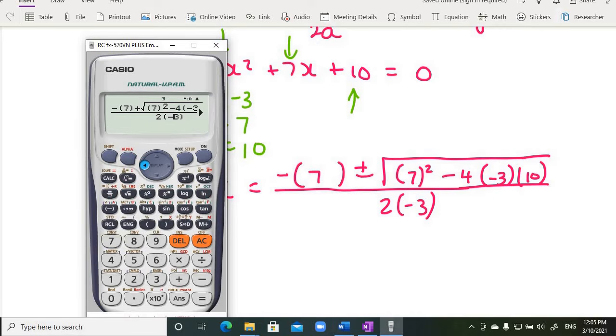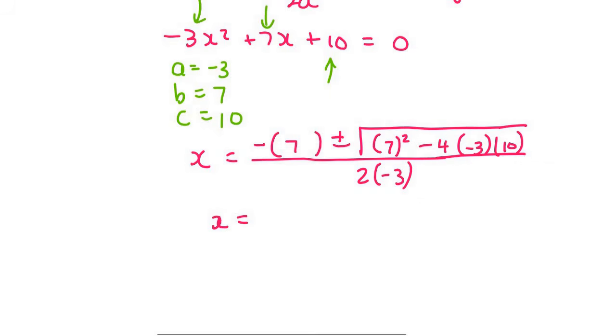Then to get your second answer, you go back to the plus minus part, and you choose a minus this time. And so there's your second answer, 3.33. And so x will have a final answer of minus 1, or x could be 3.33.